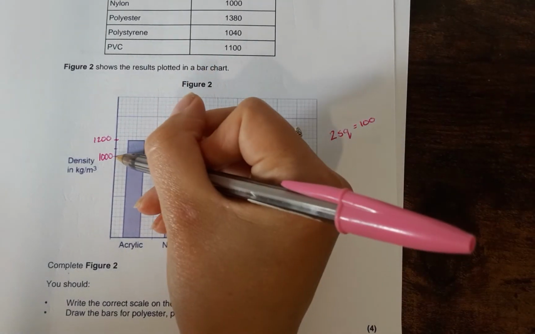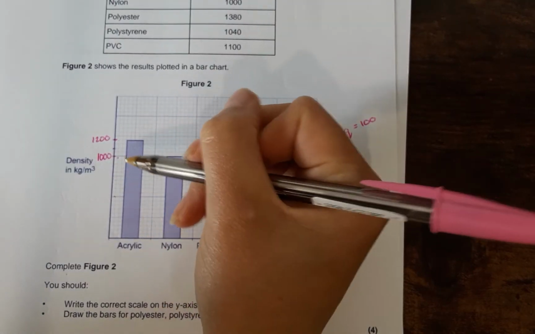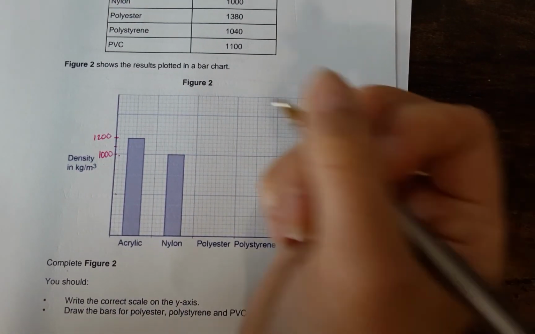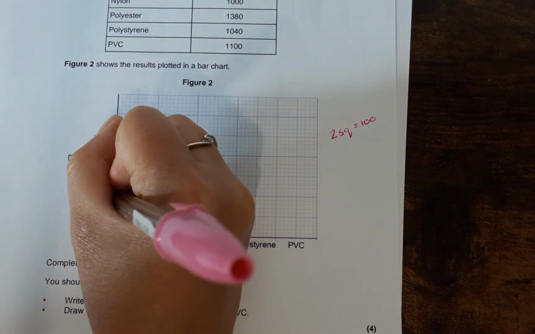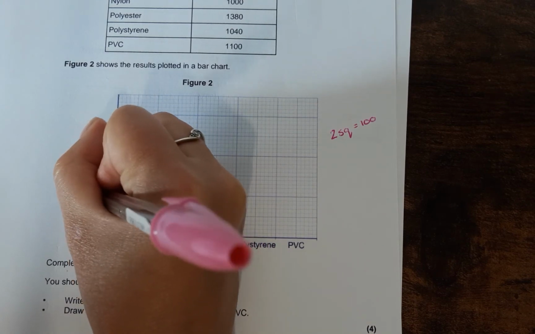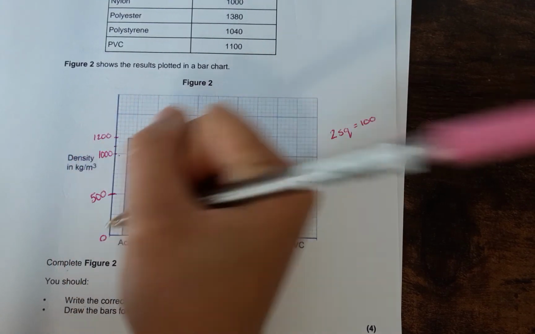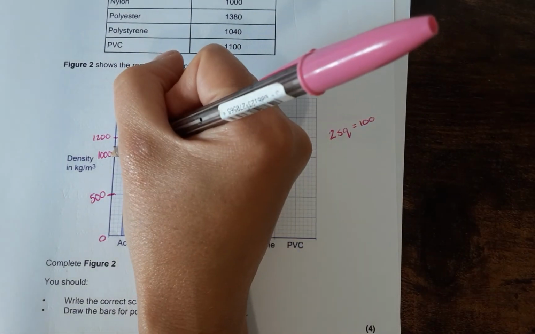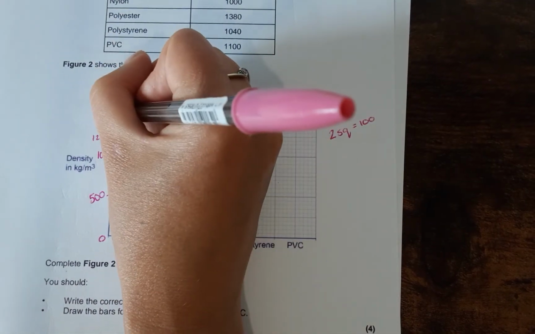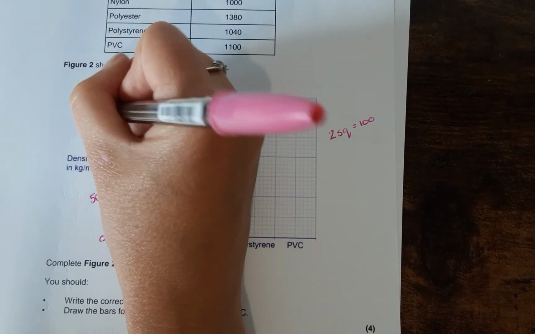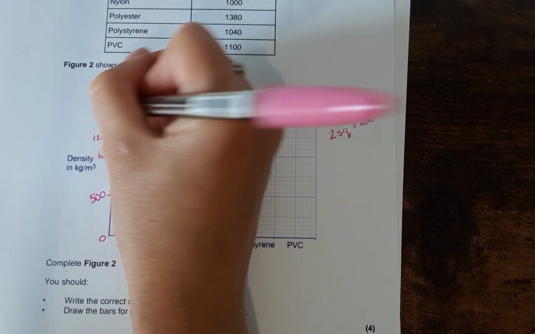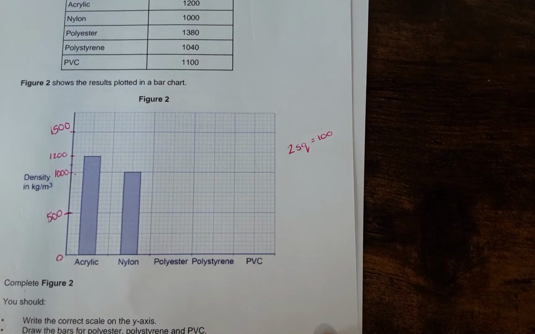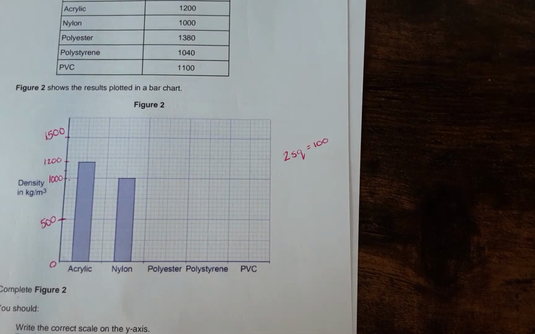So I know that 1 full square here, so that's made out of 10 little squares, is worth 500. And then that at the bottom is 0. Okay, so because that's 1000, that's 500. The next one there will be 1500. Okay, so we can use those clues to work out our scale there.